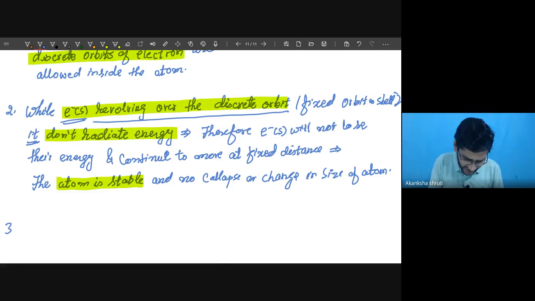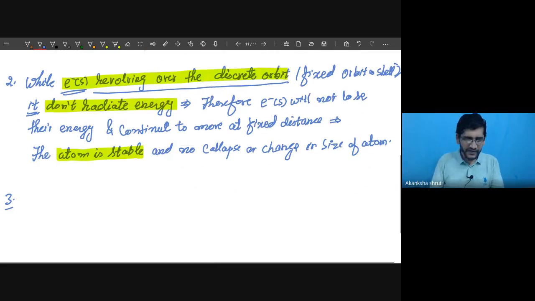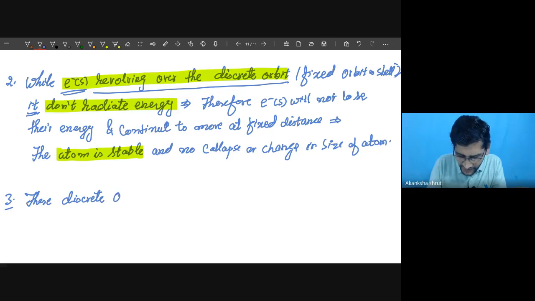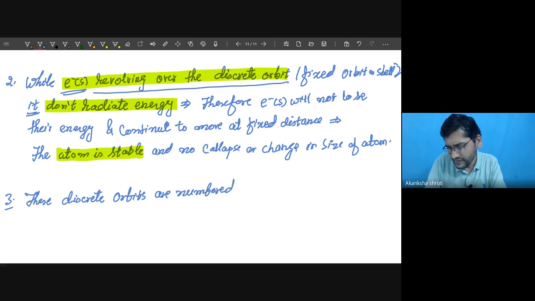The third point is regarding these orbits. These orbits are numbered from near the nucleus and moving outward. So these discrete or fixed orbits are numbered or named, you may call it either, they mean the same thing.